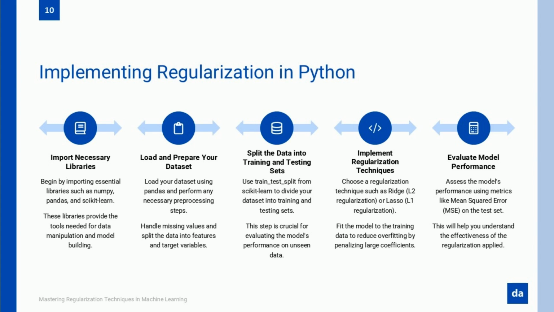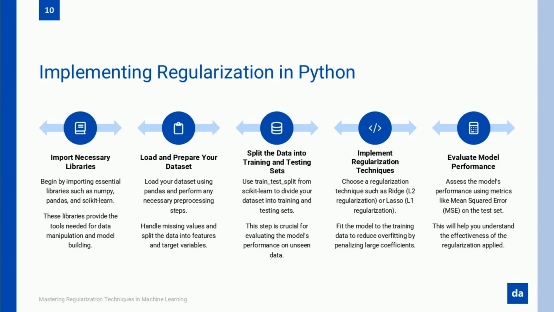But for now, let's walk through how this works conceptually. First, when you're dealing with a machine learning problem, you always start by loading and preparing your data. This means getting your data set, cleaning it up, and splitting it into a training set and a test set. Because if you don't have a proper test set, you'll never know if your regularization is actually improving performance.